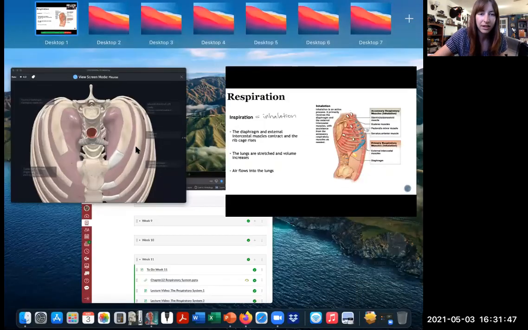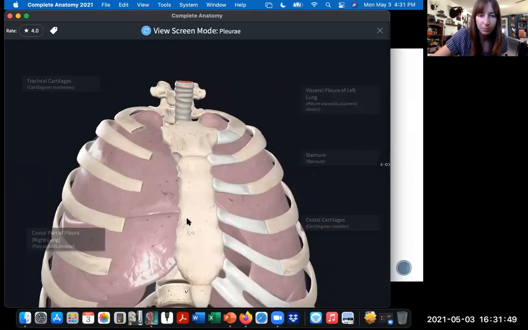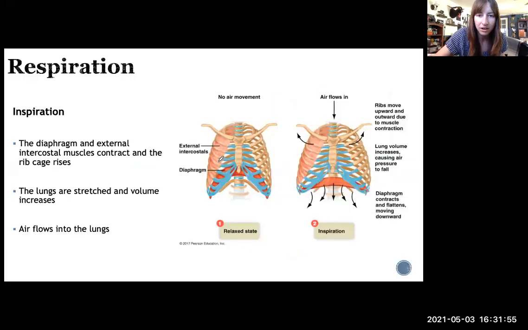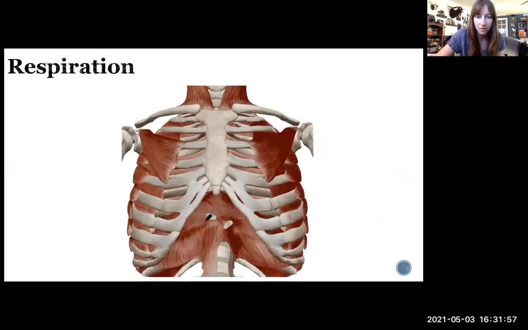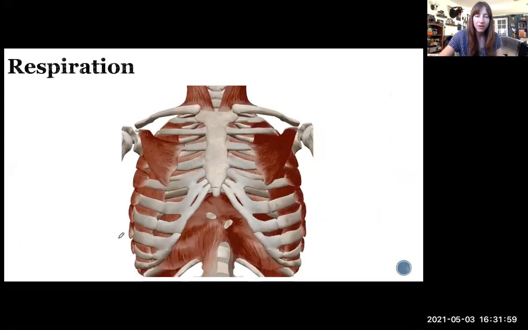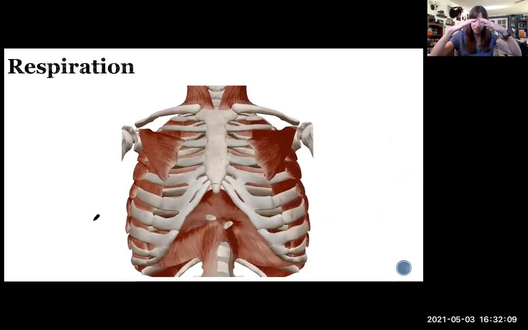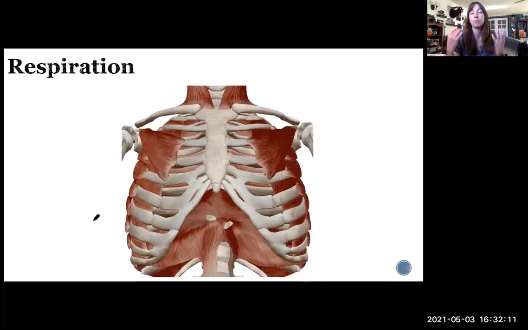Let's see if we can get a little bit of a view or an idea of how that happens. There we go. So check out the diaphragm. This isn't the best, but the diaphragm is going from being way up here and it's flattening a little bit. When it does that, it's pulling the bases, the bottoms of the lungs, down with it because of that intrapleural pressure difference, right?